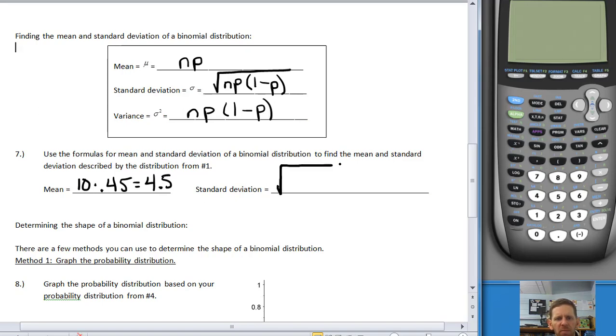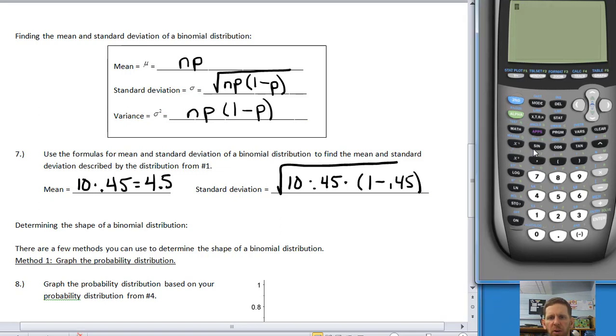Standard deviation, we're going to take n times p, which we actually just did. But then we're going to multiply this times 1 minus p. Now, if you know what that's equal to, you can write 0.55 there. If you'd rather just do 1 minus 0.5 here, you can do that. So on the calculator, again, pretty straightforward. We square root this, 10 times 0.45 times 0.55.